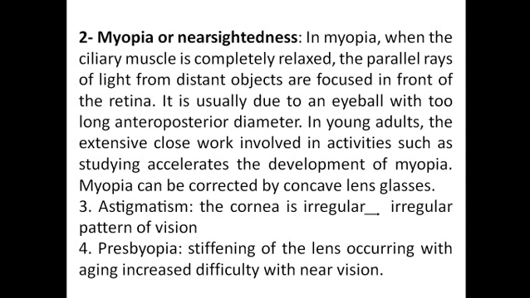The other is astigmatism, when there is irregularity on the surface of the cornea, which causes irregularity of vision. Presbyopia is a stiffness of the lens that occurs with advanced aging, which causes difficulty in near vision. It is similar to the first type, hyperopia, because the stiffness of the lens prevents it from increasing its diameter, so it cannot accommodate for close vision, and the person has a problem seeing near objects. This occurs in aging, as we said.